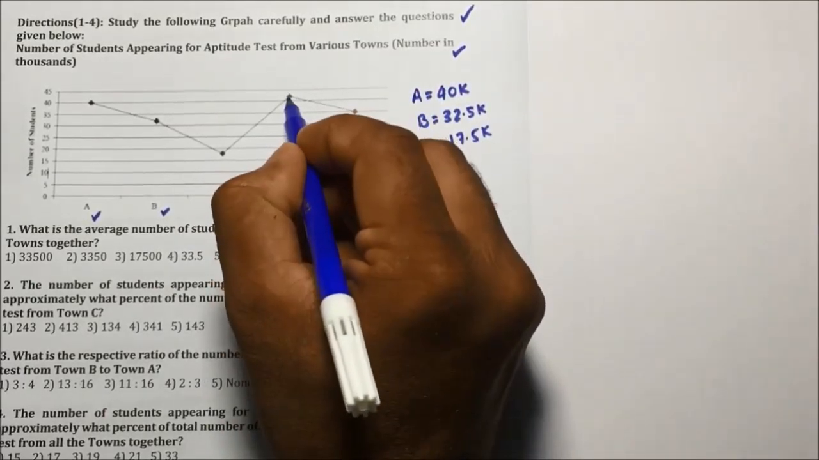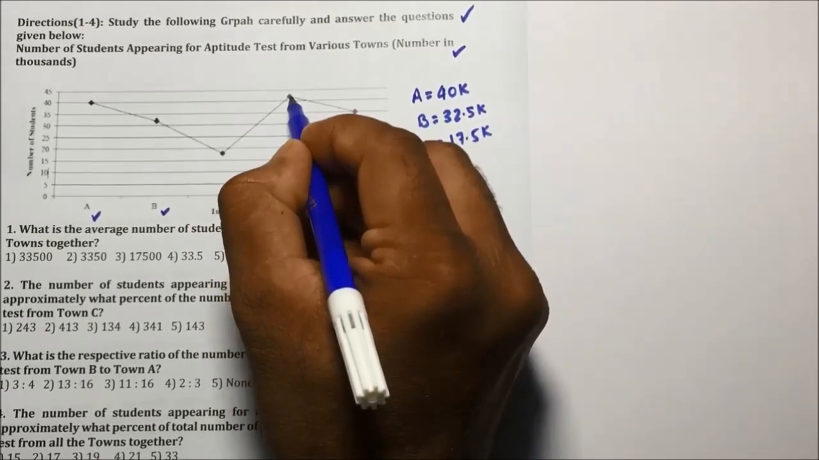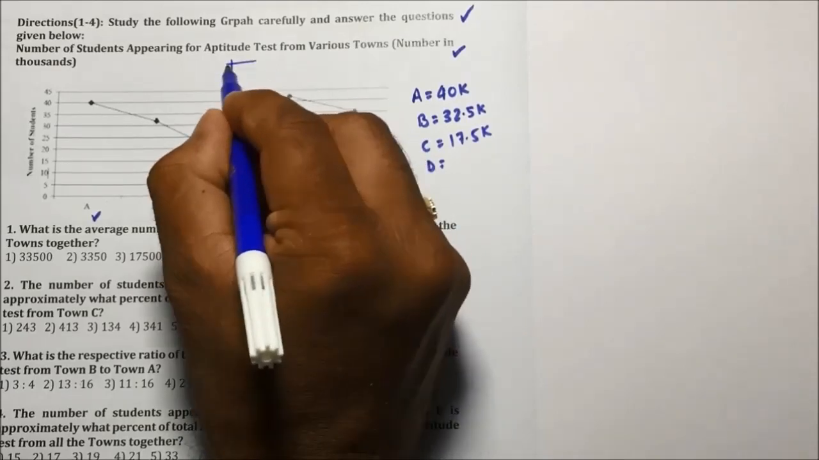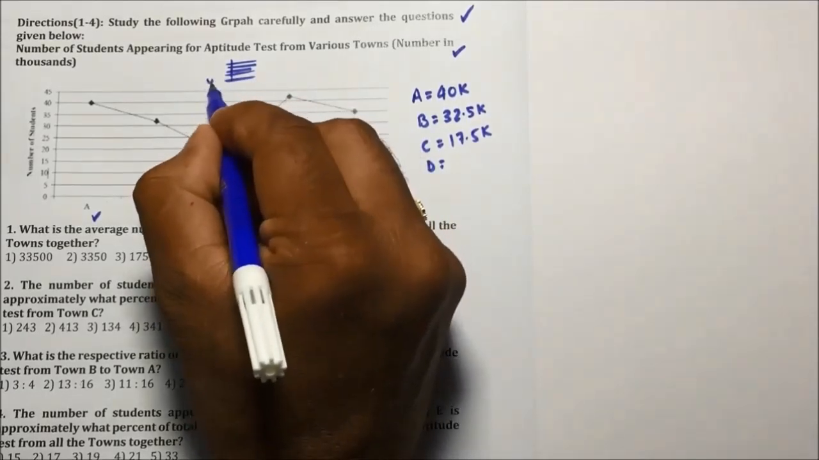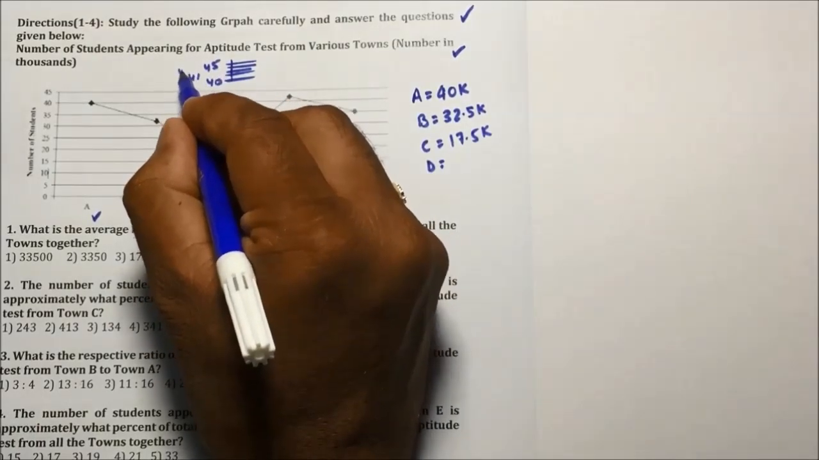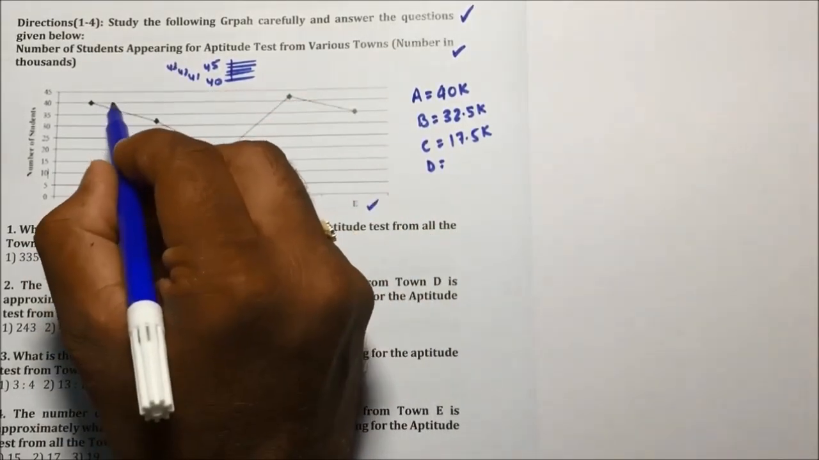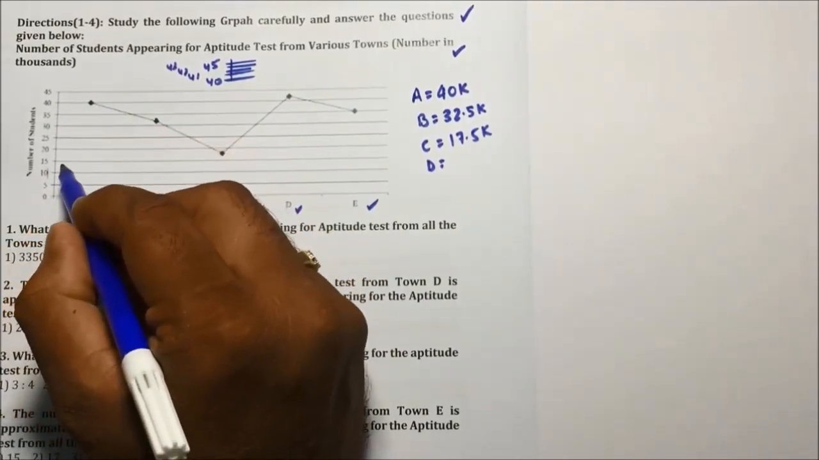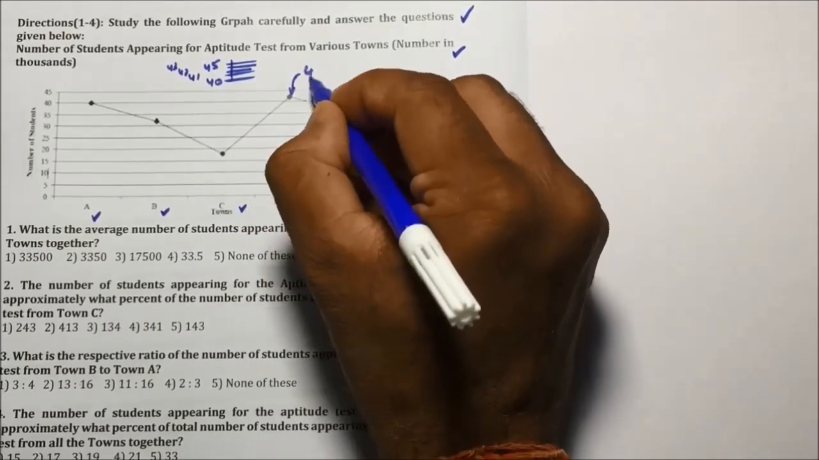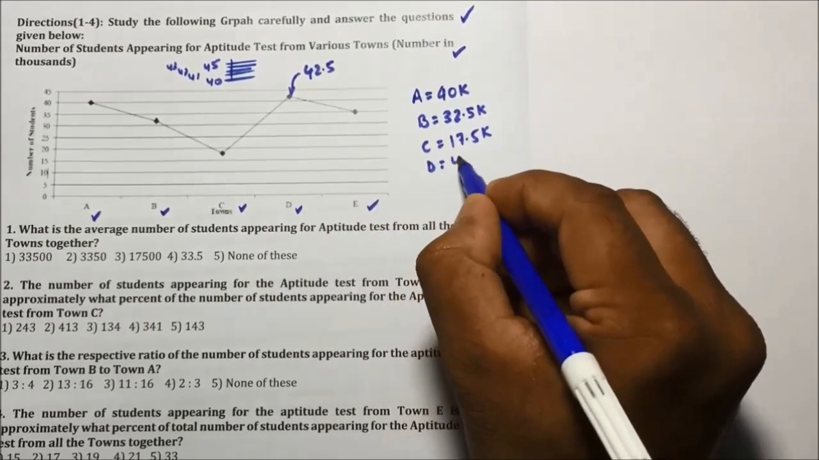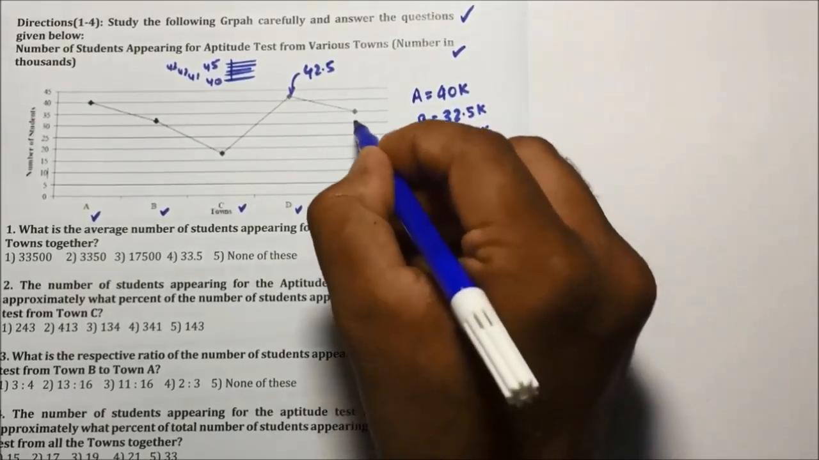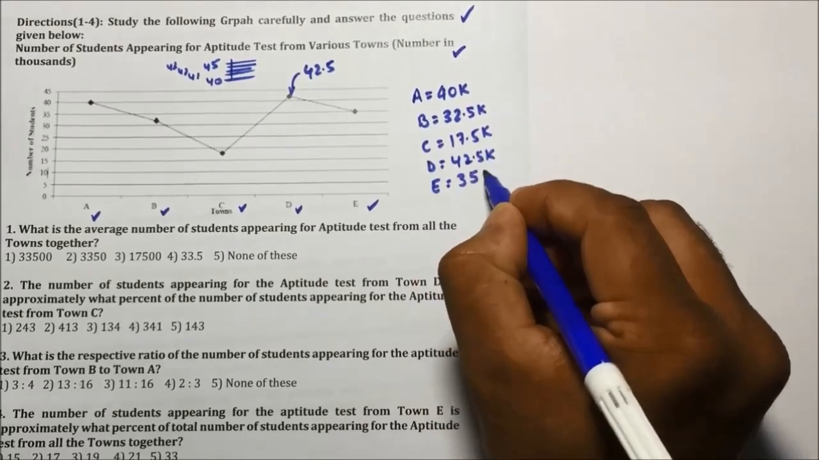You can ask me, sir, why are you considering these points in between? If these points were not in between, your diagram would be given something like this: this will be 40 and this will be 45, and then you can consider 41, 42, 43. But here the lines are not given in between 0 to 5, 5 to 10. So we are considering the middle value. This value will be 42.5. So from town D, 42.5 thousand students are appearing, and from town E, 35,000 students are appearing.